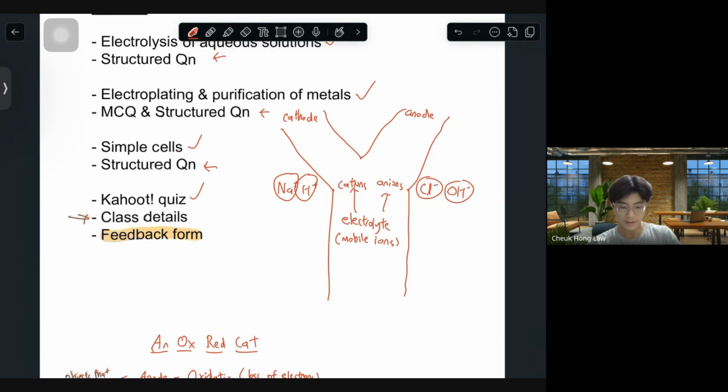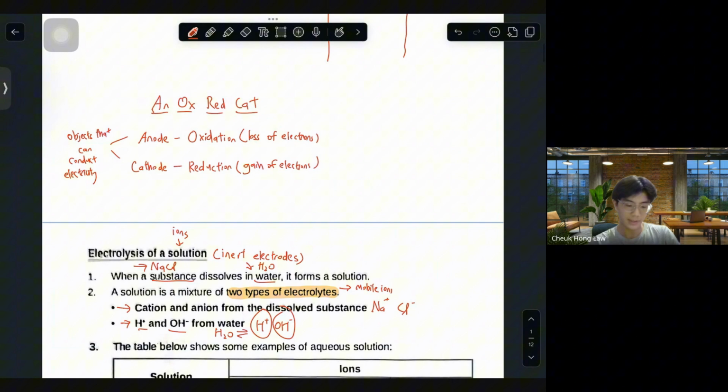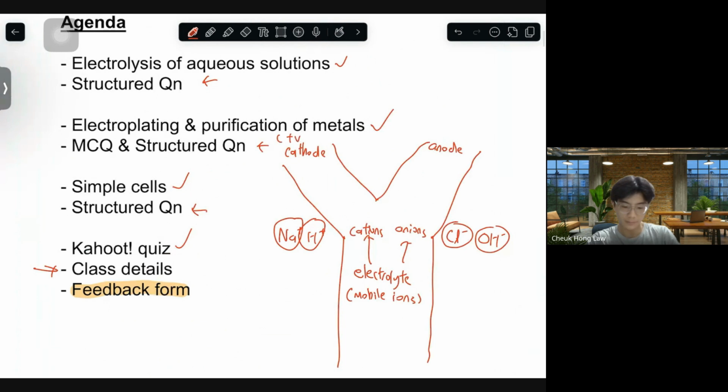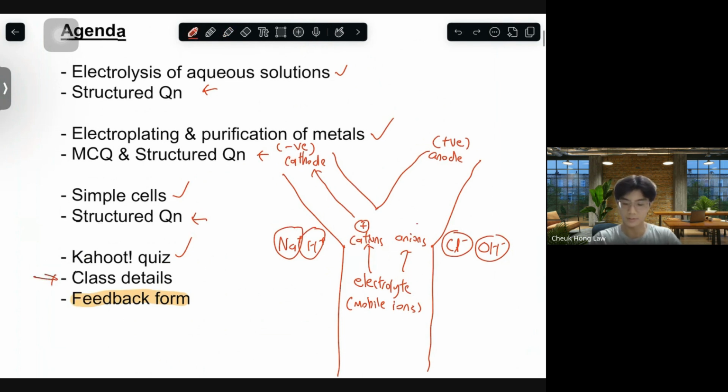Now here's the thing. In the electrolysis of aqueous solution, your cathode is the negative terminal. Your anode is the positive terminal. We know that opposites attract, right? Positive attracts negative, negative attracts positive. So your cations, they are positive, so they'll be attracted to the negative electrode. Cations go to cathode. Very easy to remember, right? Because both of them got a cat. So cations go to cathode, anions go to anode.